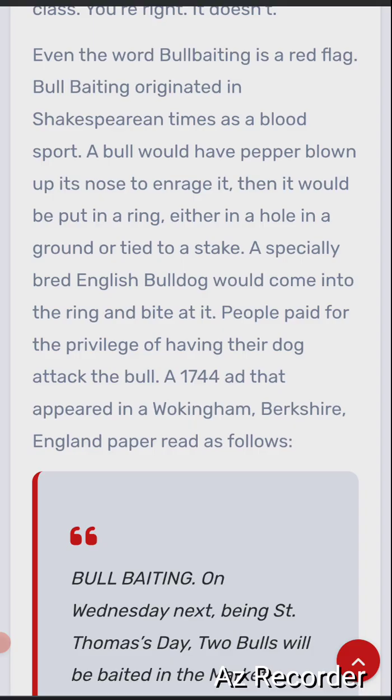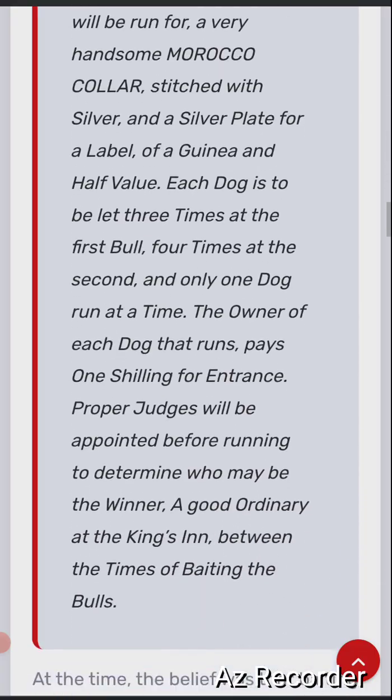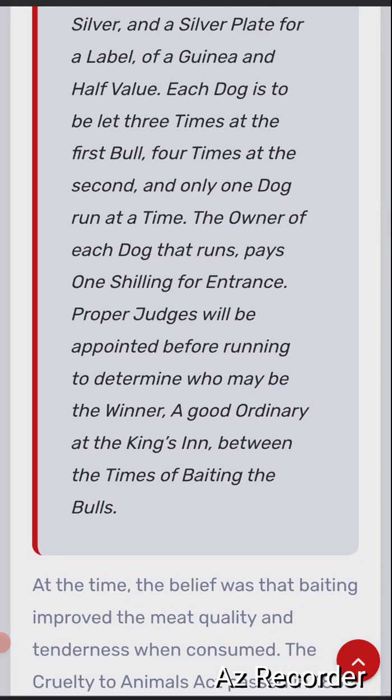A 1744 ad that appeared in a Wokingham, Berkshire, England paper reads as follows. Bull baiting on Wednesday next being St. Thomas's Day. 2 bulls will be baited in the marketplace, Wokingham, which will be run for a very handsome Morocco collar, stitched with silver, and a silver plate for a label of £1.50 value. Each dog is to be led 3 times at the first bull, 4 times at the second, and only 1 dog run at a time. The owner of each dog that runs pays 1 shilling for entrance. Proper judges will be appointed before running to determine who may be the winner. A good ordinary at the King's Inn between the times of baiting the bulls. Great bunch, aren't they?